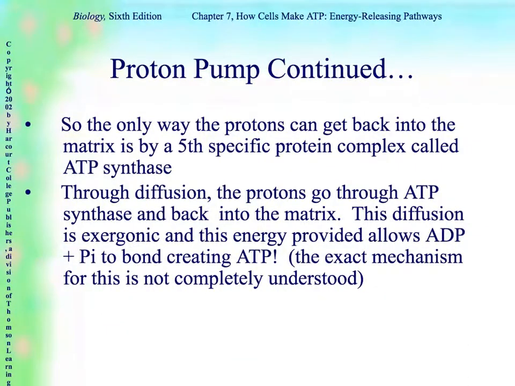All right, so the only way the protons can get back into the matrix is by a 5th specific protein complex called ATP synthase. Through diffusion, the protons go through ATP synthase and back into the matrix. This diffusion is exergonic, and this energy provided allows ADP and an inorganic phosphate to bond, creating ATP.